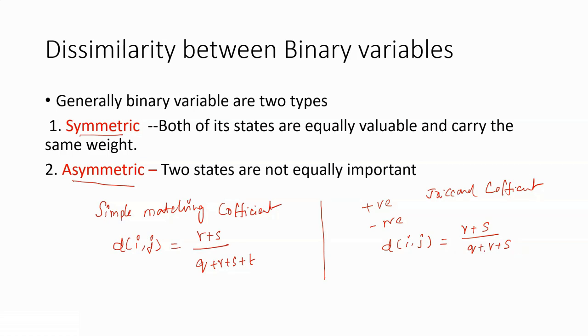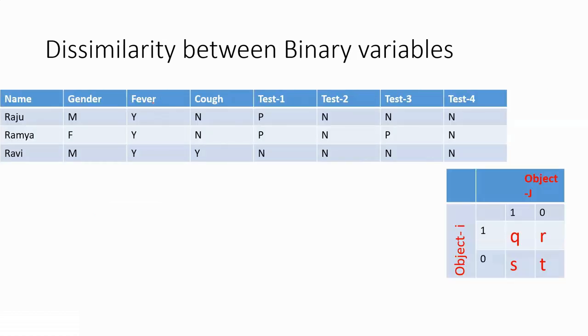Come to the point: how do we find the dissimilarity between binary variables? Let's see a simple example. This is the data set. It contains three different patients' information. These are all the different attributes, and this is the contingency matrix for your reference. Gender is a symmetric binary variable, and these are the asymmetric variables: fever, cough, and four different tests.